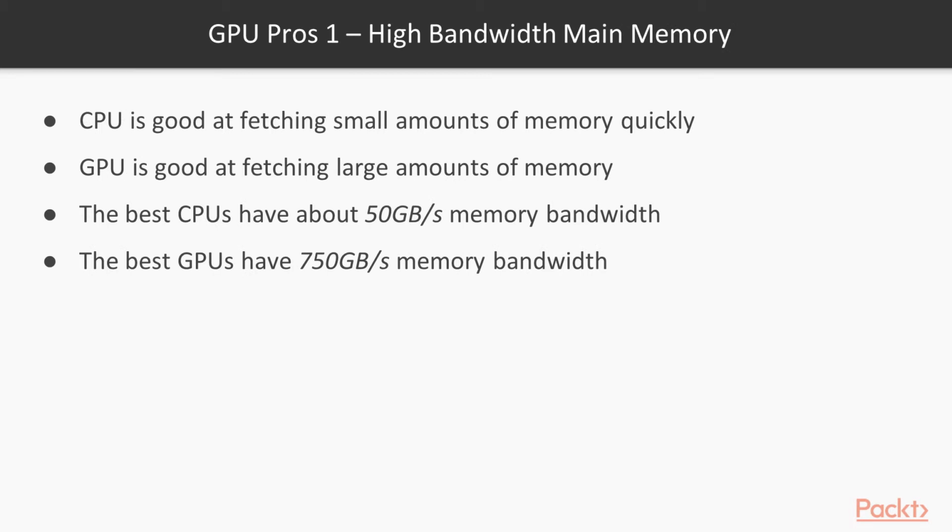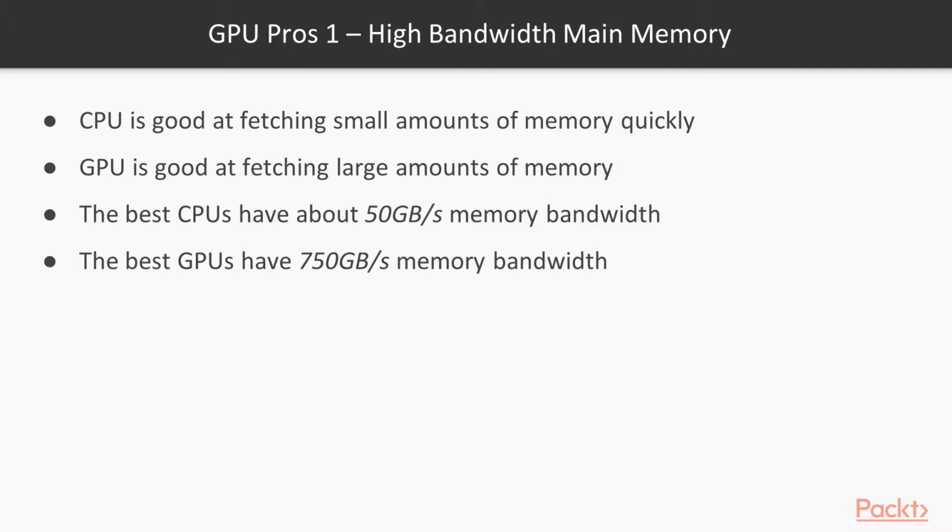So let's compare and see the GPU pros. The first one is high bandwidth with main memory. The CPU is good at fetching small amounts of memory quickly. If you have a couple of CPU instructions like fetch data, send an IO request, and so on, this is very good for the CPU. It can fetch a small amount of data very quickly. But if you need to fetch a large amount of data into memory, for example a matrix with 100,000 columns, 100,000 rows, and even more dimensions, it will be a lot of memory. So the GPU is better for fetching that amount of data.